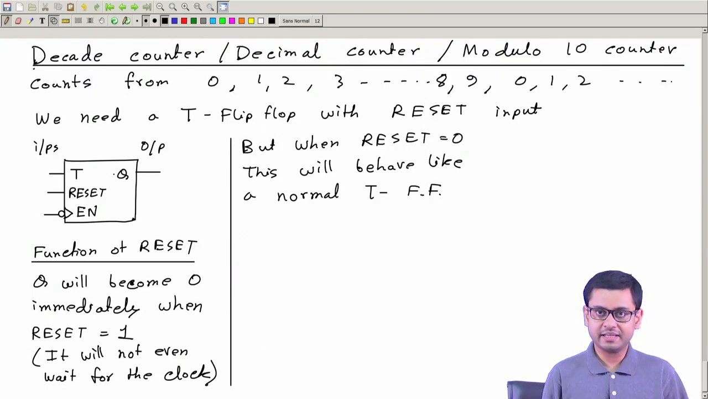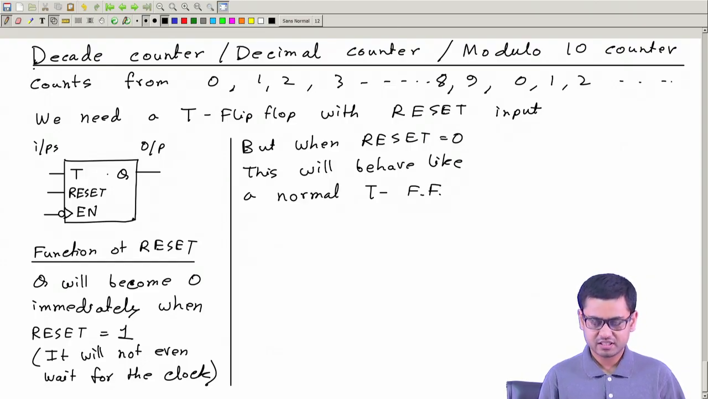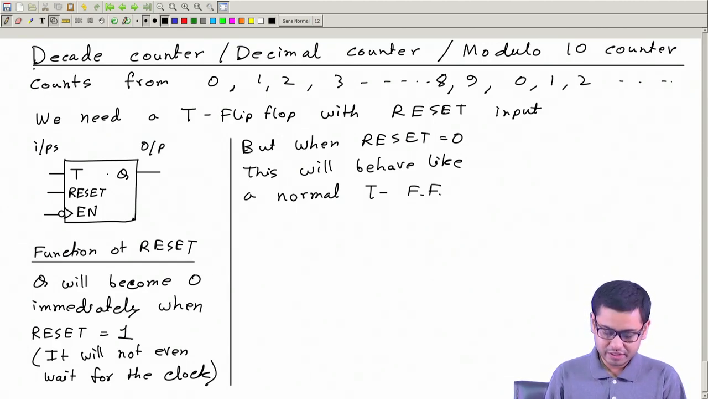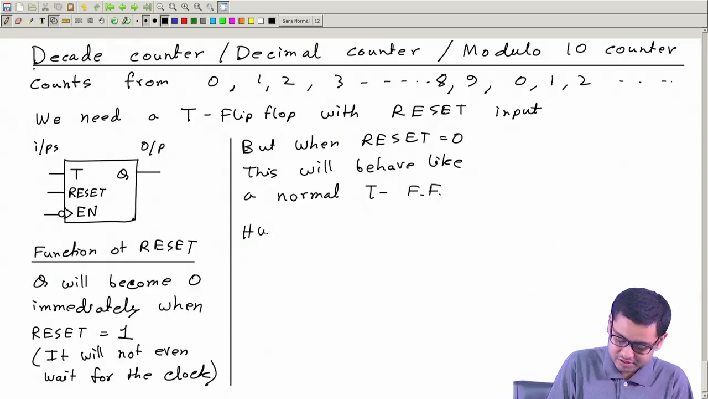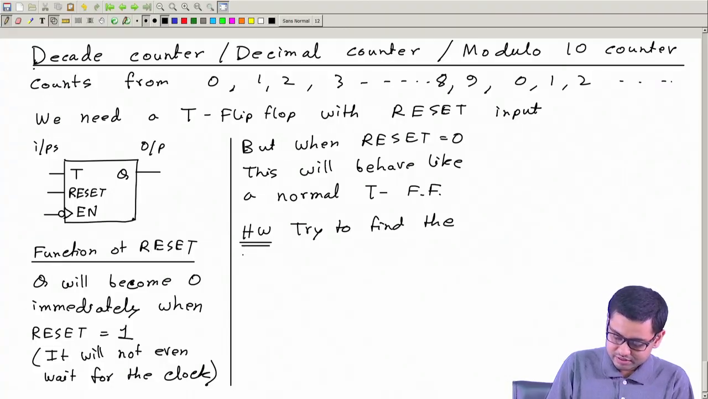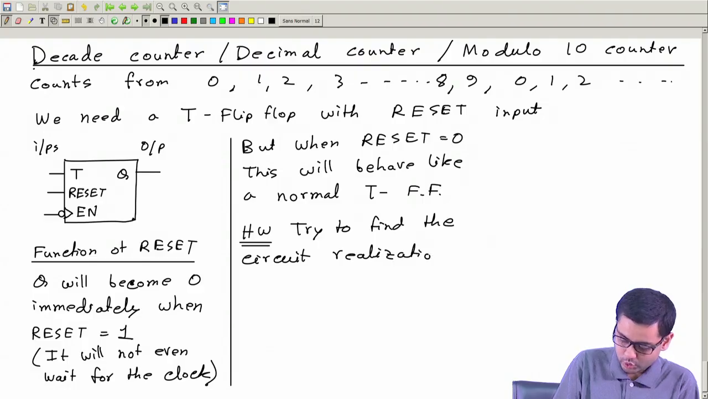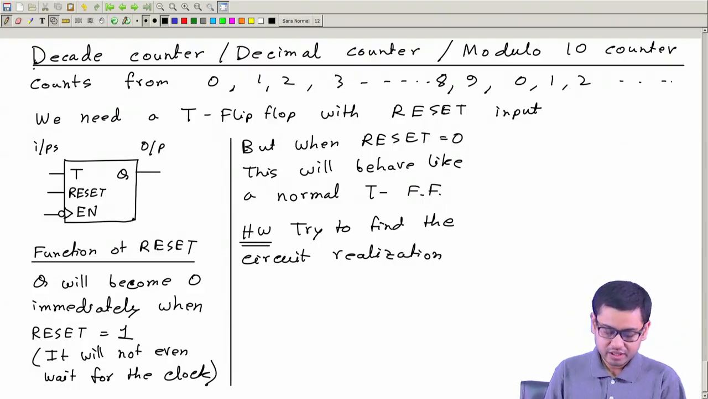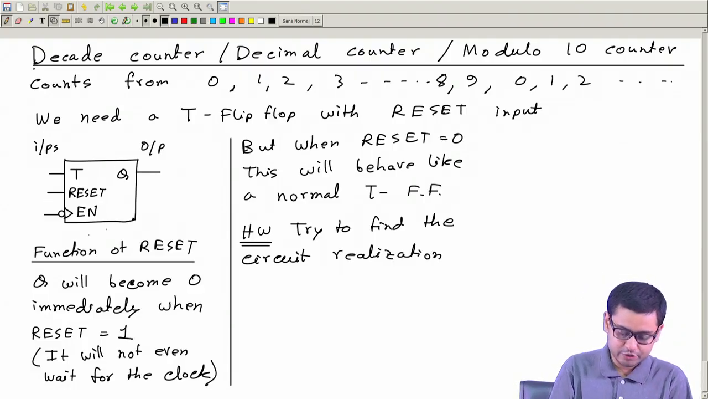Now how to make it? What should be the internal circuit? Can I keep that as a small exercise? You try it yourself. That will be fun. So homework: try to find the circuit which will realize this behavior. This is what we want. We want this T flip-flop to behave in this way.